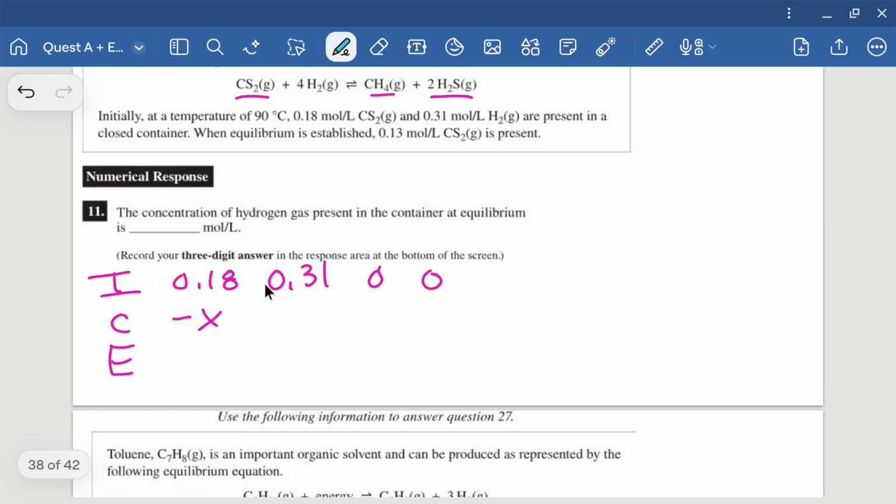We're going to subtract x, subtract 4x, plus x, plus 2x.